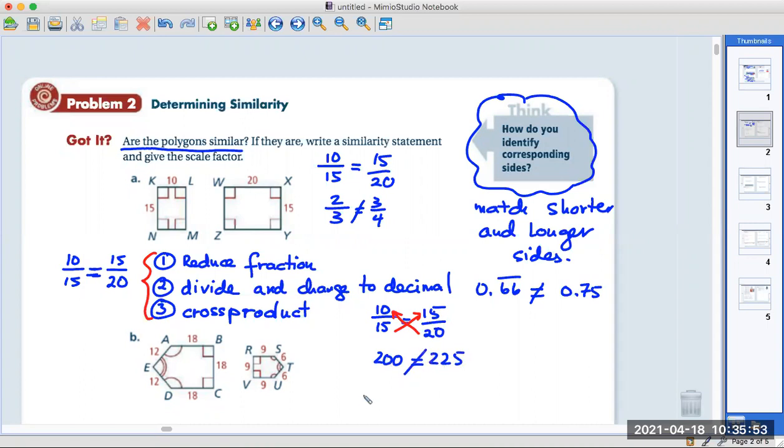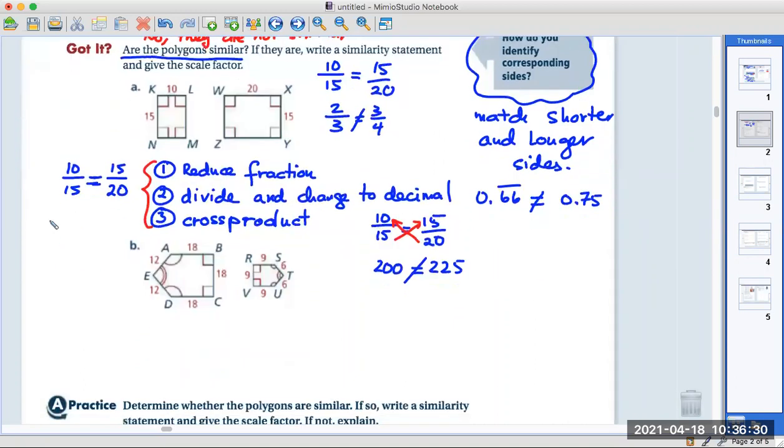They don't match. So in each, I only showed you the 3 cases so you can pick which one you like. However, if the first one fails, you don't have to do any more. The answer is no, because it says, are they similar? No, they're not. So you're already done. Okay.